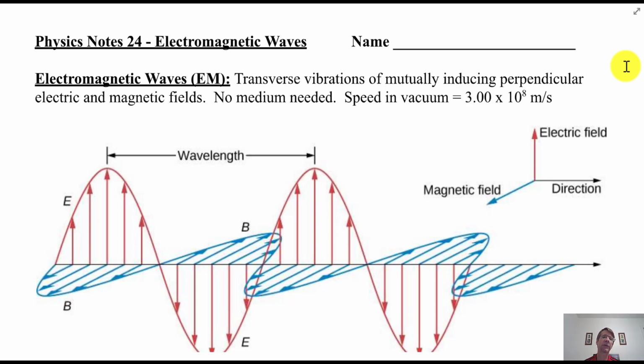Physics Notes, Unit 24, Electromagnetic Waves. Basically, just a general overview. We have the issue once again where we have to visualize something that's invisible, and it's three-dimensional, and we have to represent it on a two-dimensional piece of paper.